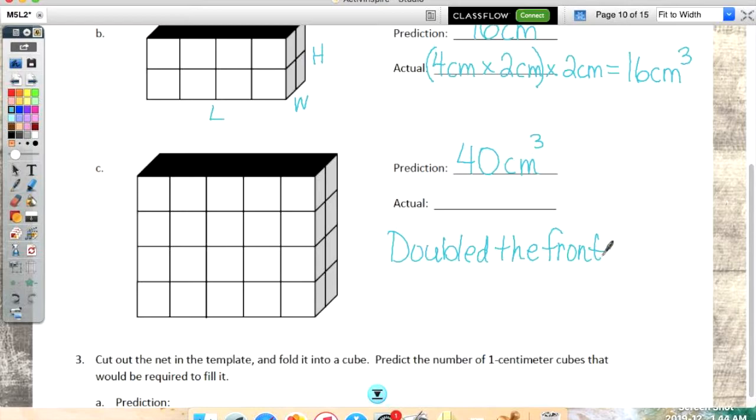I did something different. What did you do? 5 times 8. So you did 5 times 8? Why'd you come up with 8? Because this is just 4. Because you doubled the 4. So here's what Caden did. He did 5 times 4 doubled. Okay, go ahead and build it.